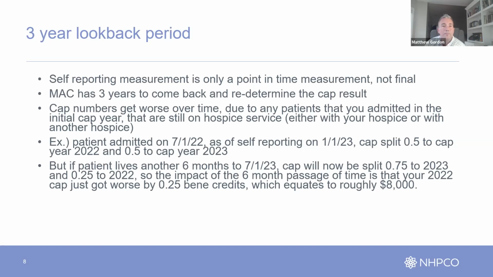And typically you're going to have patients, especially if you're a hospice of a larger size, you're going to have a good chunk of patients that are going to live just for 1, 2, 3, or possibly more years. That's just how the numbers go. So the CAP numbers will continue to deteriorate over time as long as there are still patients on service. And it doesn't matter if they're on service with you or another hospice. If you live discharge them, they go to another hospice, your CAP will continue to get worse because that new hospice will now be taking your credit.